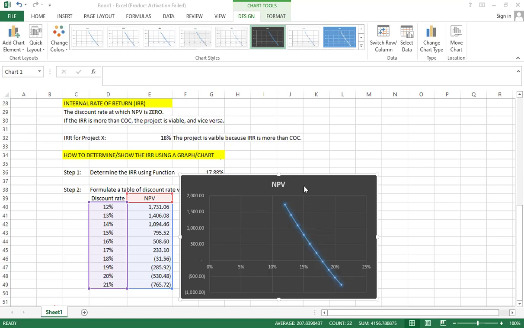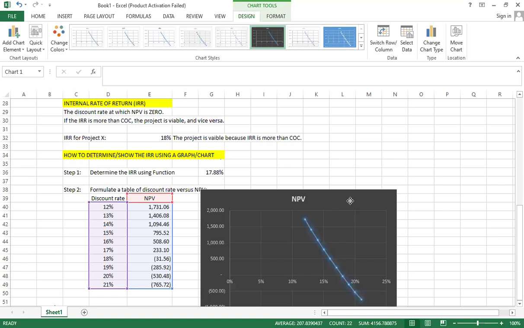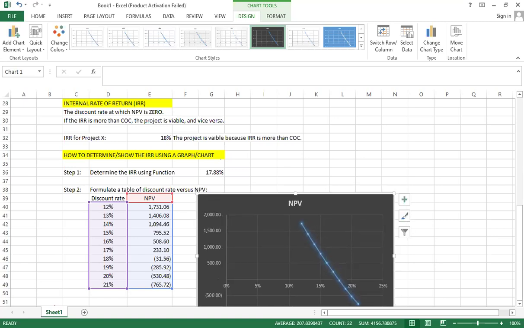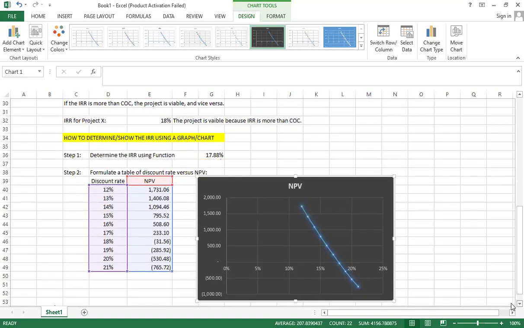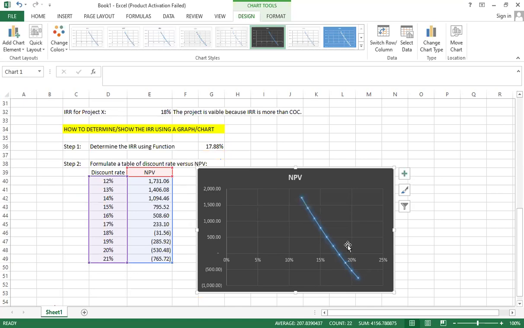So that's our graph, and this is what we want. If in exams you are told to determine or show the internal rate of return using a graph, then this is what you need to come up with. Now guys, how does this show the internal rate of return?